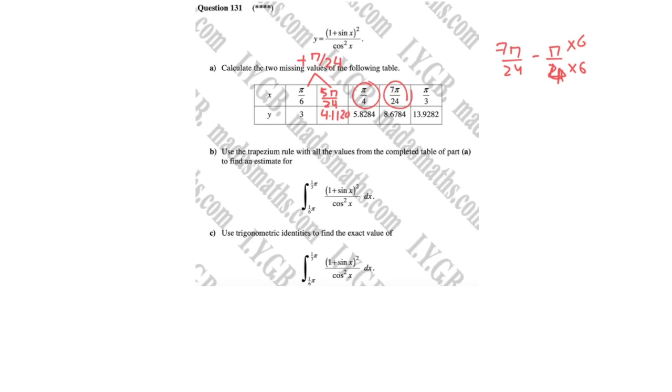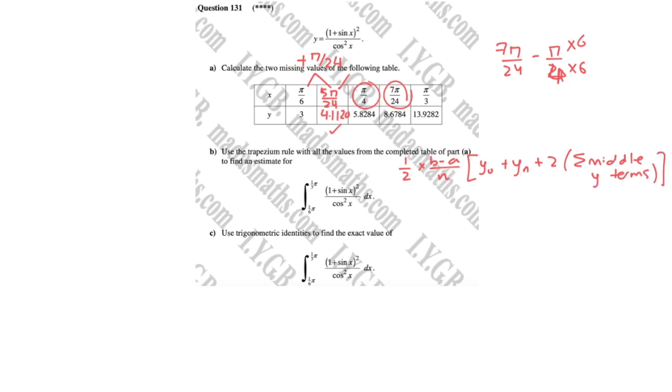All right, guys. So now part B. So this will be worth 2 marks. Okay, 1 mark for this, 1 mark for this. Trapezium rule with all the given values in the table to find an estimate for that. So the trapezium rule is given to you, and it is half times b minus a over n, where n is the number of strips, and then you do y naught plus yn plus 2 times the sum of the middle y terms. Okay, so that's basically really simple.